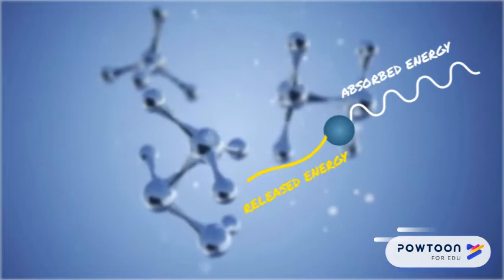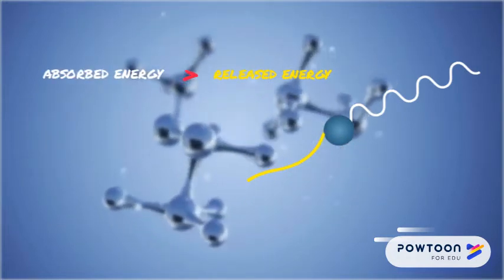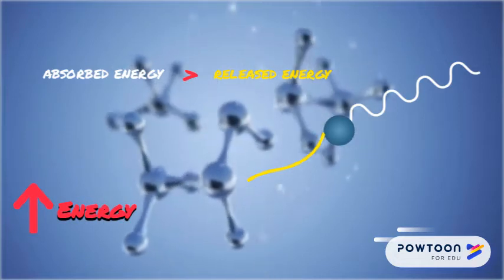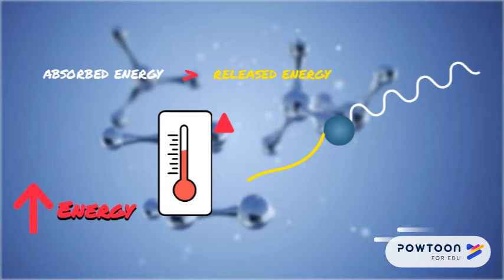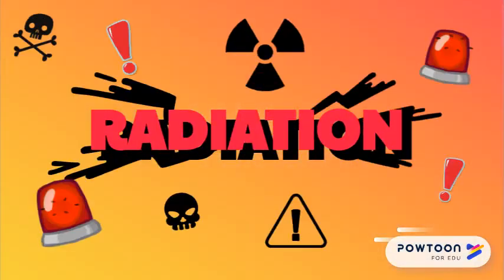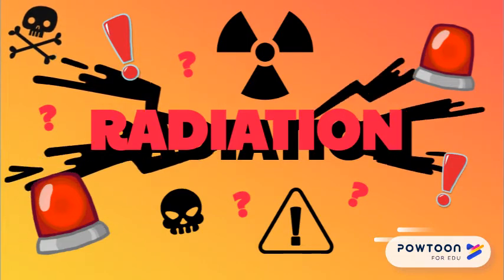If the energy absorbed by the atom is greater than the energy released, then this results in a net gain of energy, and the atom's temperature will rise. This process of heat transfer through electromagnetic waves is called radiation. Wait, what? There's radiation in my food? That sounds dangerous. Am I gonna get cancer from my microwaved food?